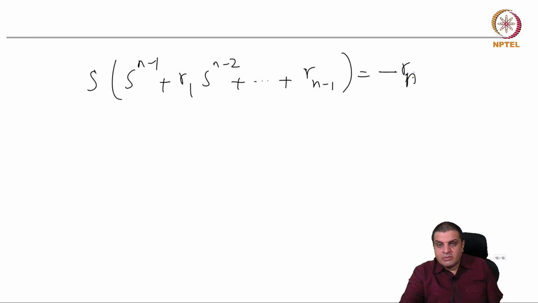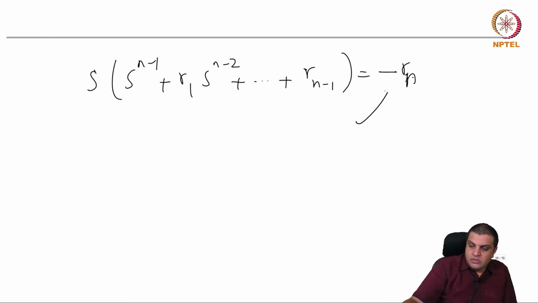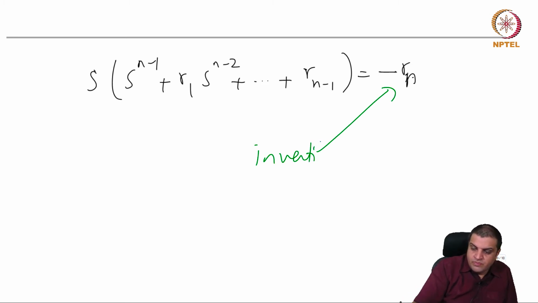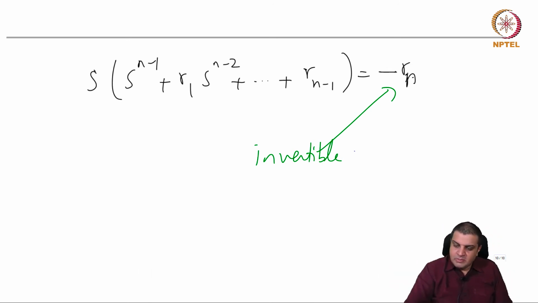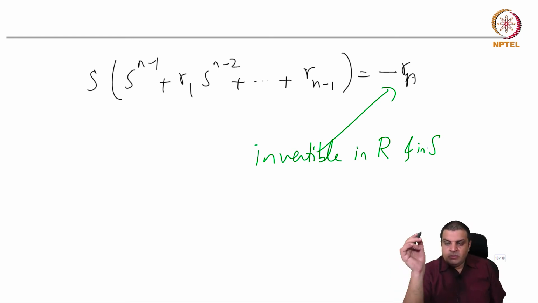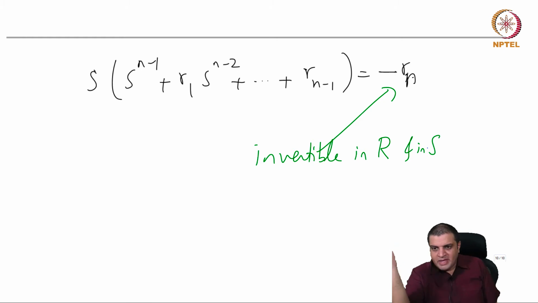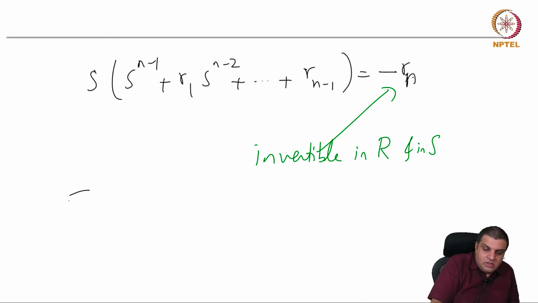But this is invertible. Okay, S times something is a unit, invertible in R and in S, because if it has an inverse in R, that will remain an inverse in S also. So S times something is invertible, so then S times something else would be 1. This implies now that S is a unit. S is invertible.